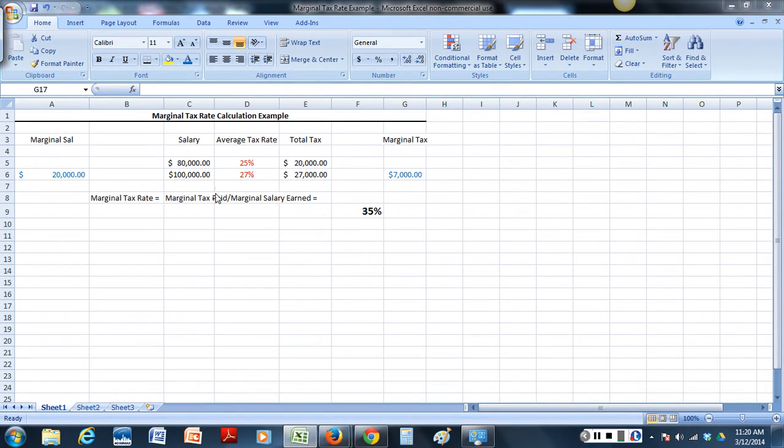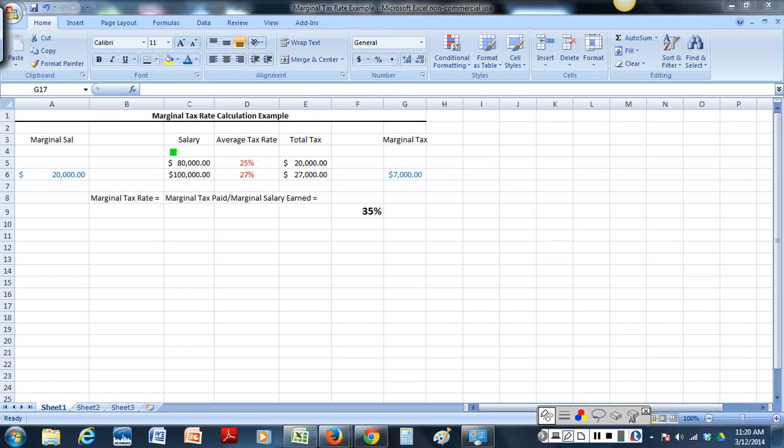Okay, let's talk about marginal tax rate calculation in this example. I'm going to take an annotation, maybe about that thick. Probably use green color. Alright, we're good to go.